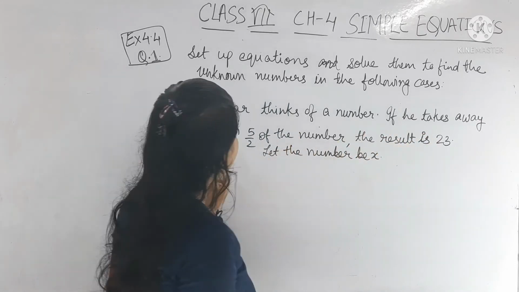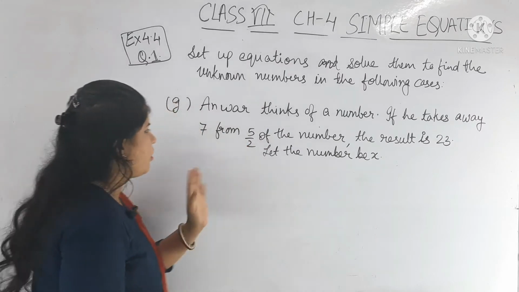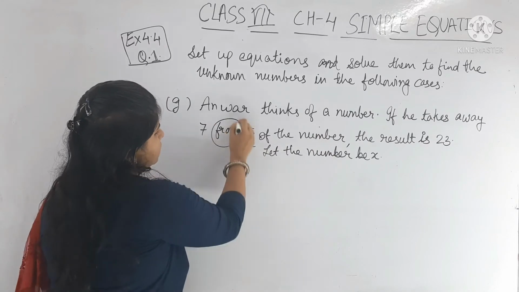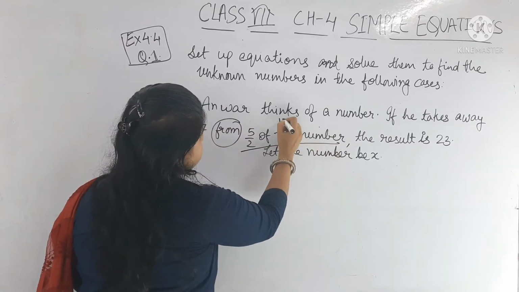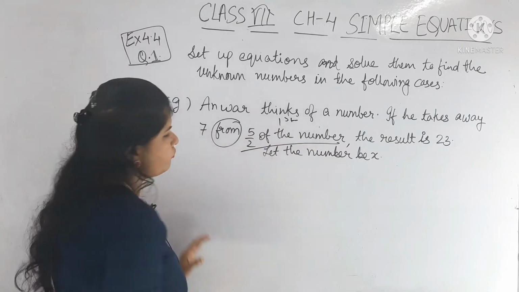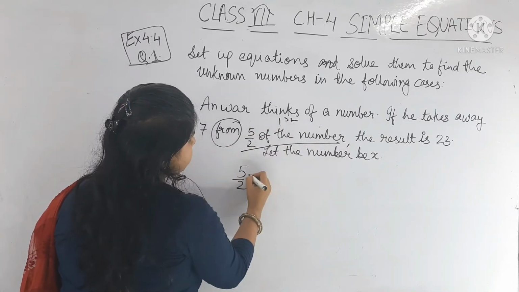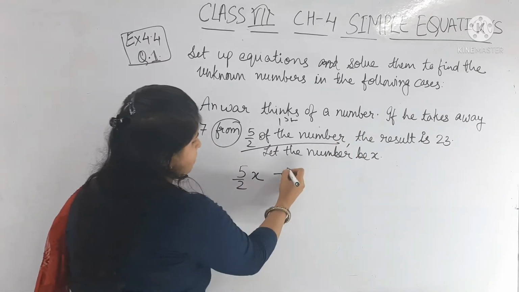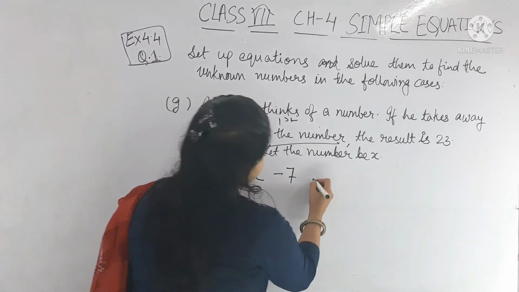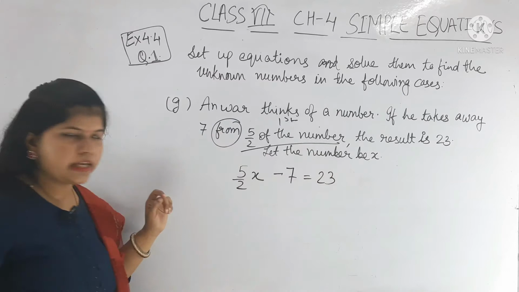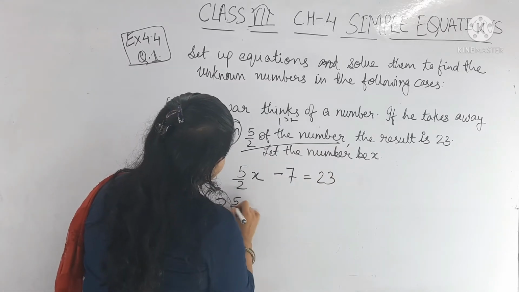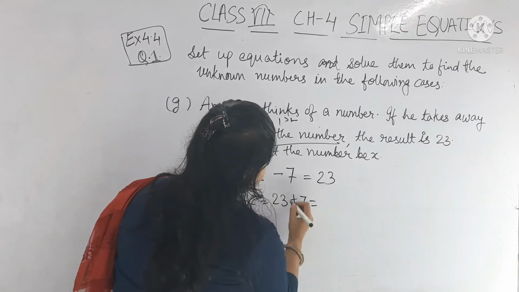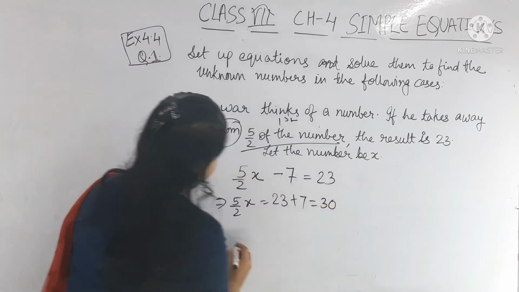If he takes away, means le gaya, takes away 7 from 5 by 2 of the number. So from means this part will be the first part. After from, that is the first part. So 5 by 2 of means product, x. Here takes away means minus 7. The result is 23. Like this you have to write: 5 by 2x equal to 23 plus 7. Right, 23 plus 7 is 30.